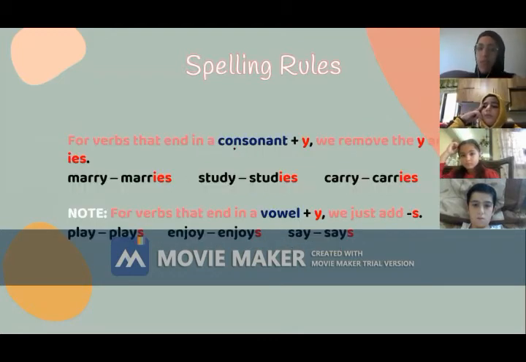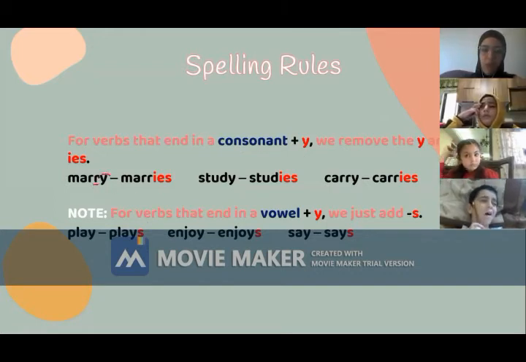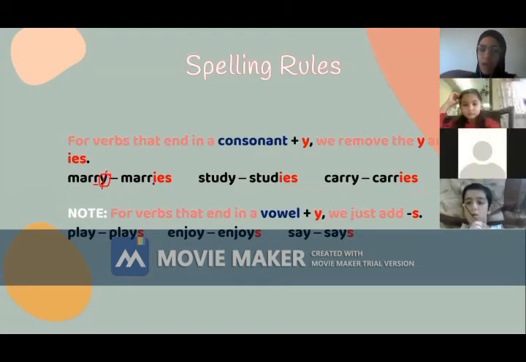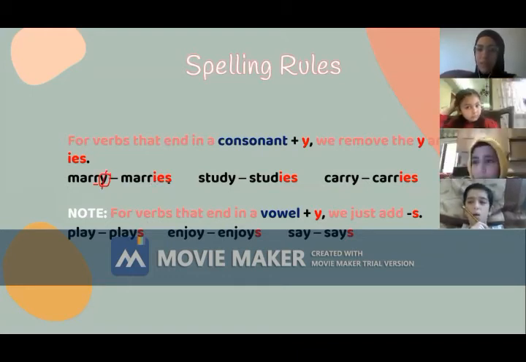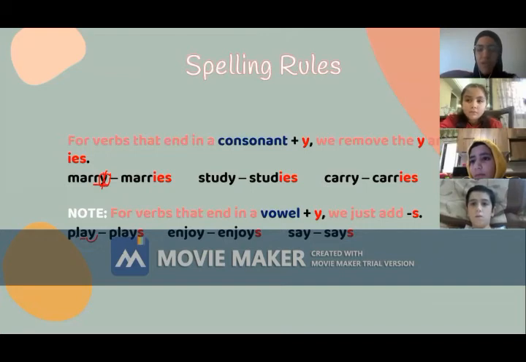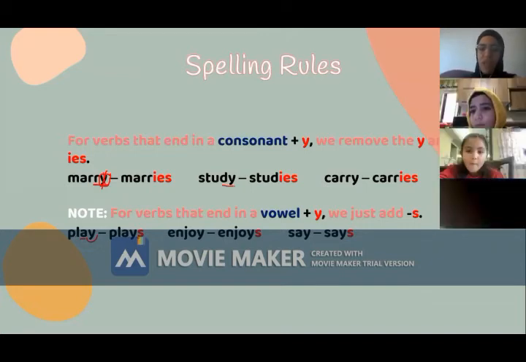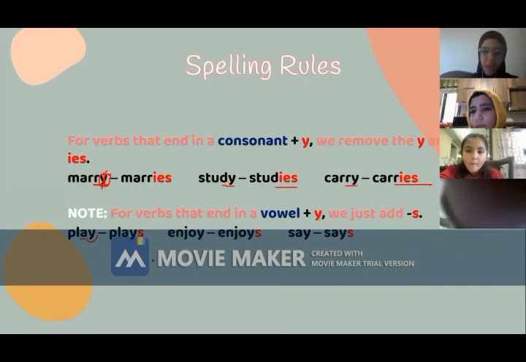If the verb ends with a consonant, then Y, like here in marry, I have consonant R, then Y. What must I do? I cross out the Y and I put I, E, S. Study, studies. Carry, carries. If the verb ends with a vowel, then Y, it could be A, O, E, whatever, then I just add S. So in case I have a verb that ends with a Y, but before the Y I have a consonant letter, I have to cross out the Y and add IES. All of these are for a singular subject.